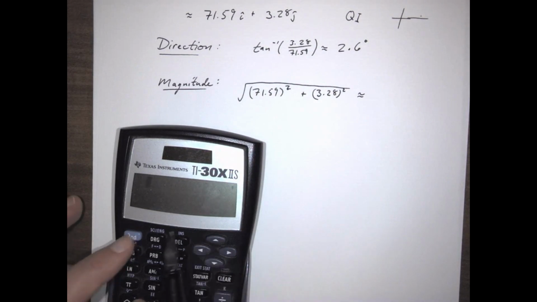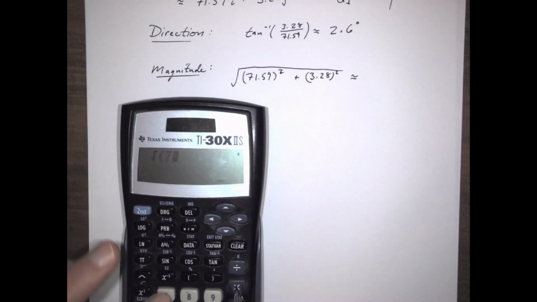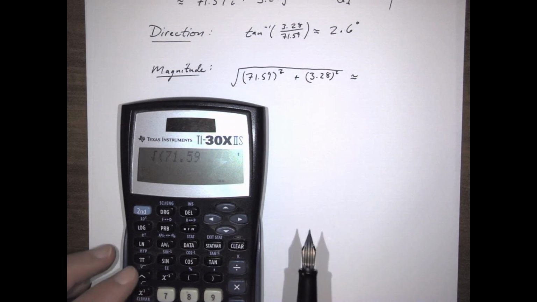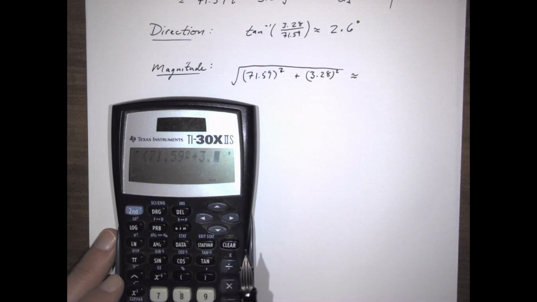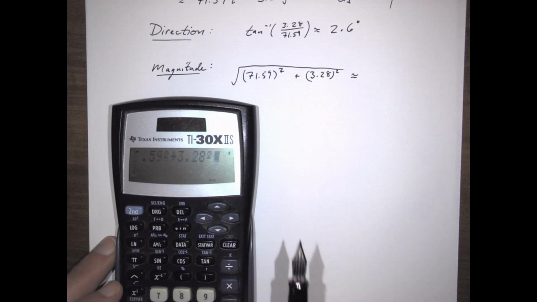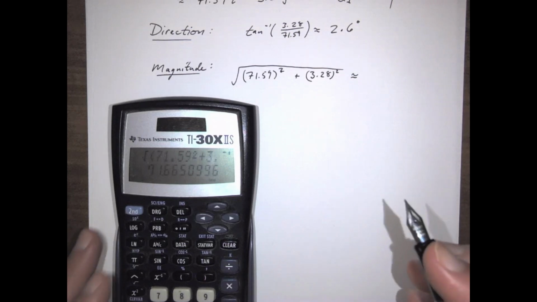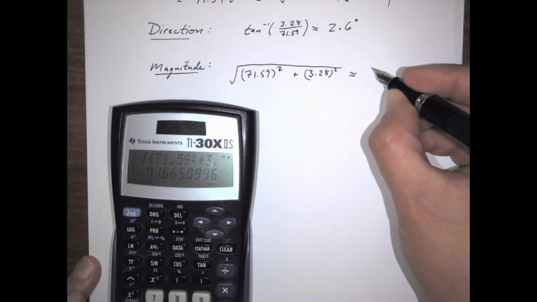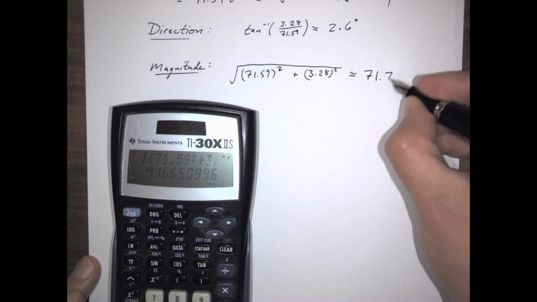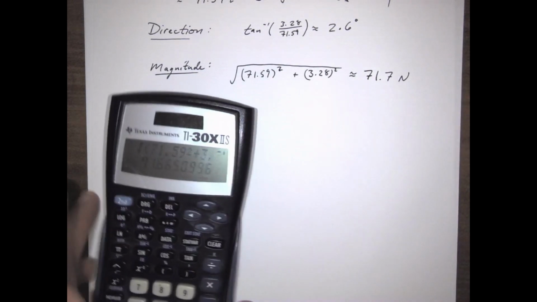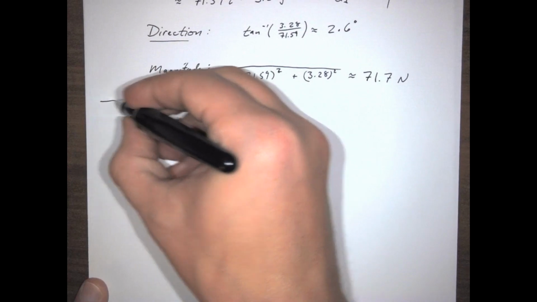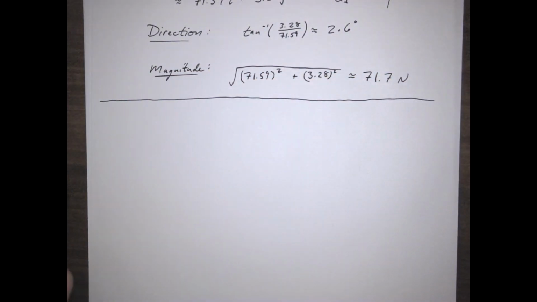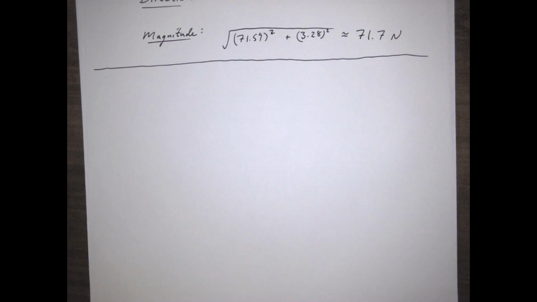Okay, so that's going to be square root of. I don't need the parentheses on the inside here that I wrote. We just write those whenever we have decimals to avoid misreading. The only time the parentheses are really necessary is if there's a negative on these types of calculations. And we get 71.7 newtons. All right, so that's how you can combine two forces in that form.